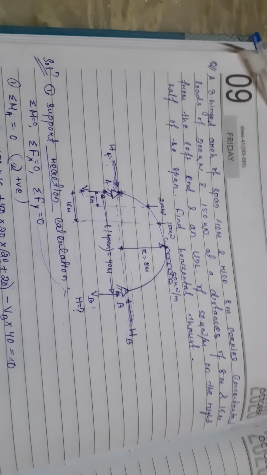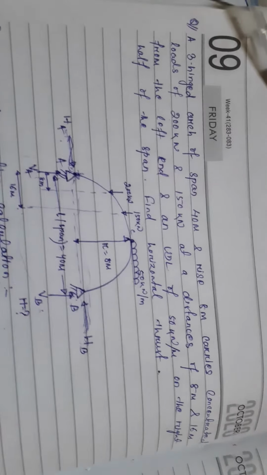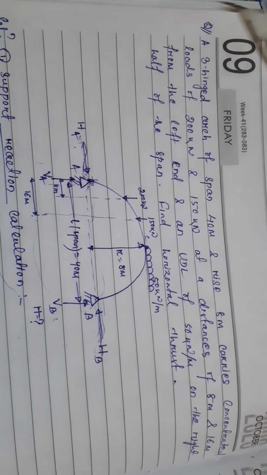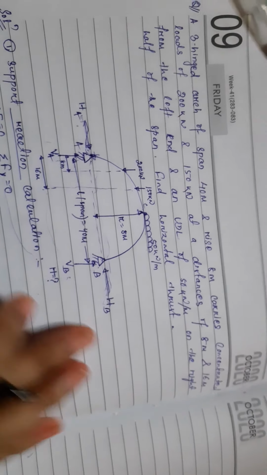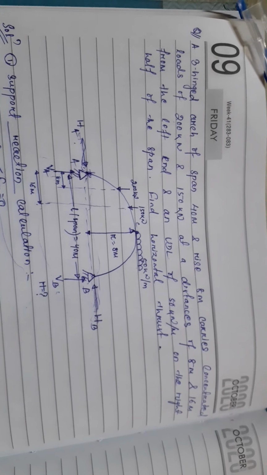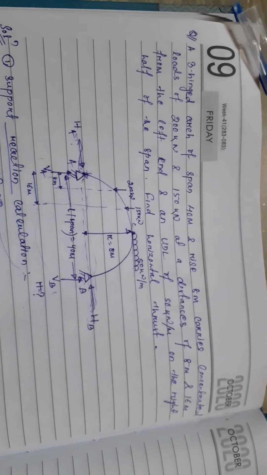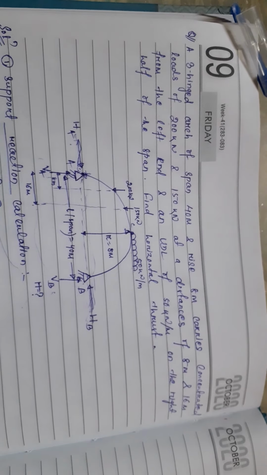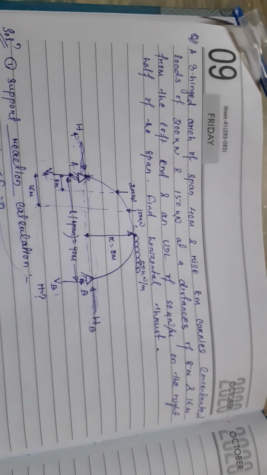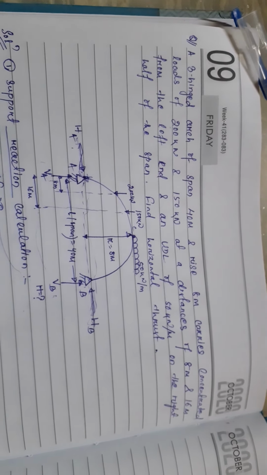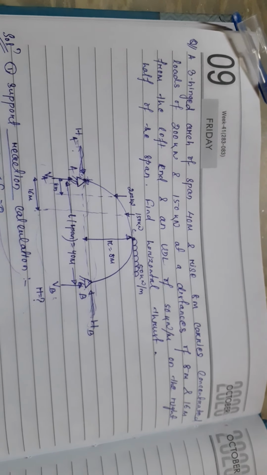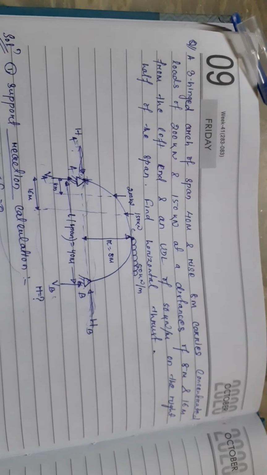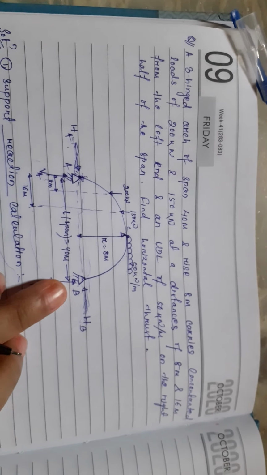Let's start a problem on 3-hinge arch. What the question says: a 3-hinge arch of span 40 meter and rise 8 meter carries concentrated loads of 200 kilonewton and 150 kilonewton at a distance of 8 meter and 16 meter from the left end, and a UDL of 50 kilonewton per meter on the right half of the span. Find the horizontal thrust.